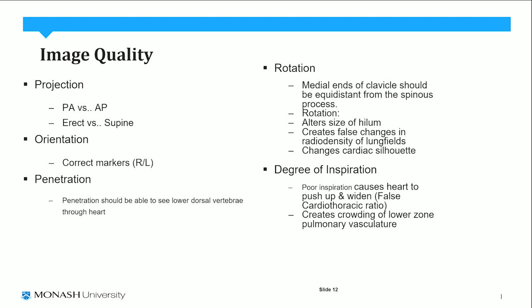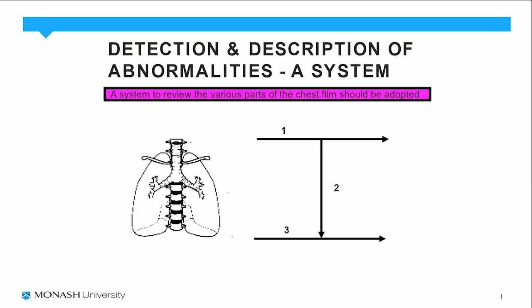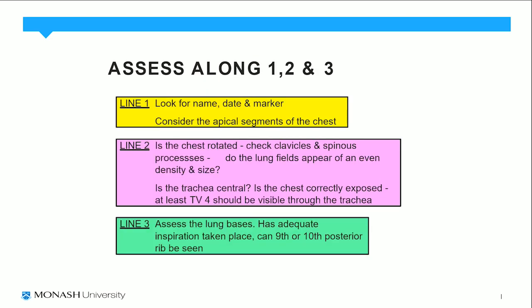The degree of inspiration: as mentioned, poor inspiration causes the heart to be pushed up and widened, so it creates a false cardiothoracic ratio. It also creates crowding of the lower zone pulmonary vasculature. So to detect and describe abnormalities, the system that I suggest is to review the various parts of the chest film and to adopt a 1, 2, 3 review system.